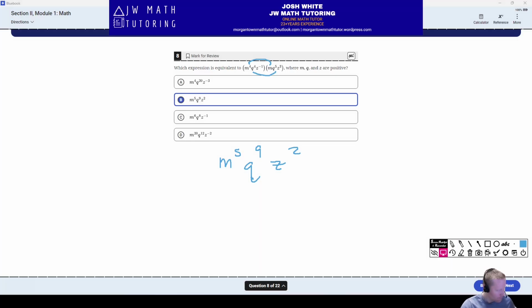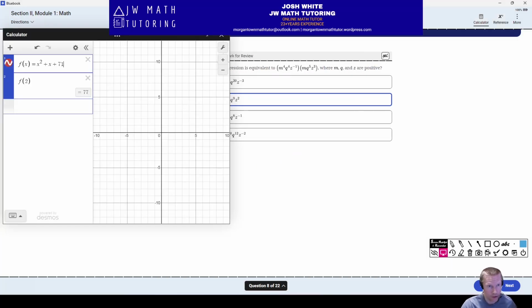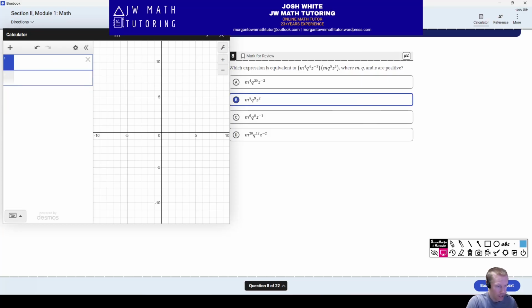However, an alternate way you could do this is you can go to Desmos. And what we can do is we can type in the original expression, basically the two things that are being multiplied.